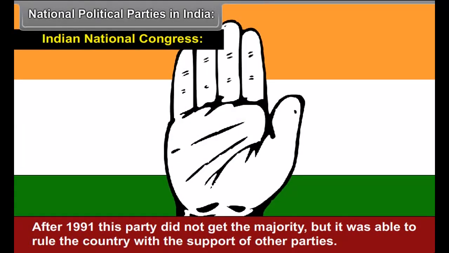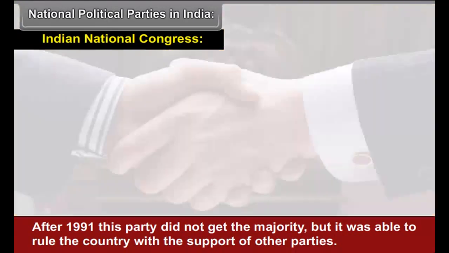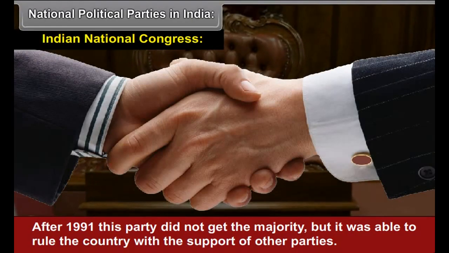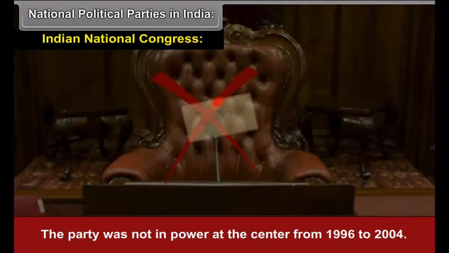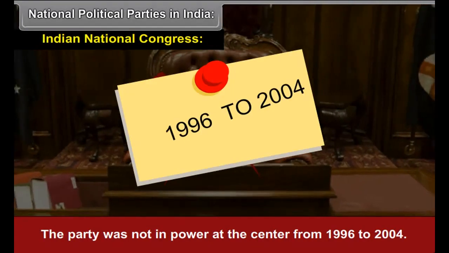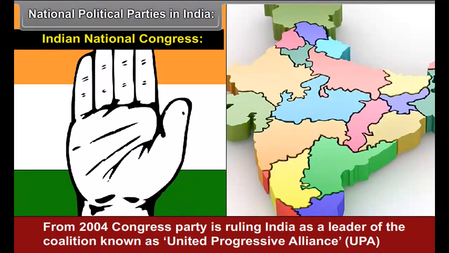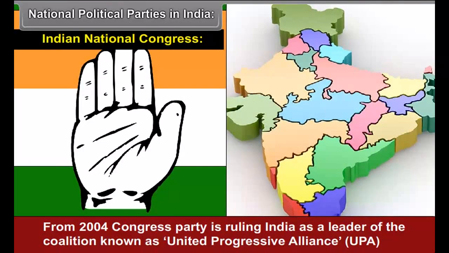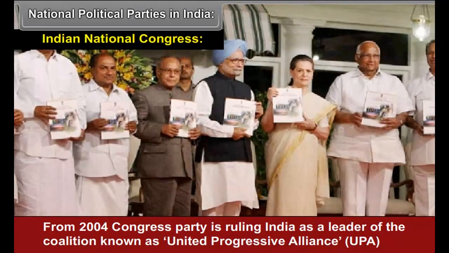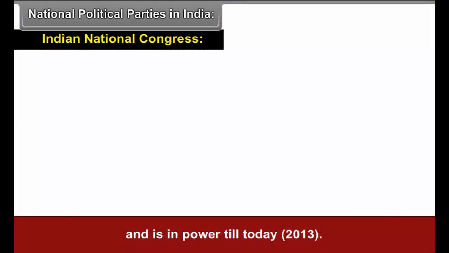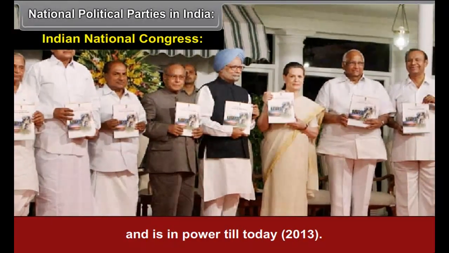After 1991, this party did not get the majority, but it was able to rule the country with the support of other parties. The party was not in power at the centre from 1996 to 2004. It acted as an opposition party. From 2004, Congress Party is ruling India as a leader of the coalition known as United Progressive Alliance, that is UPA, and is in power till today, that is 2013.